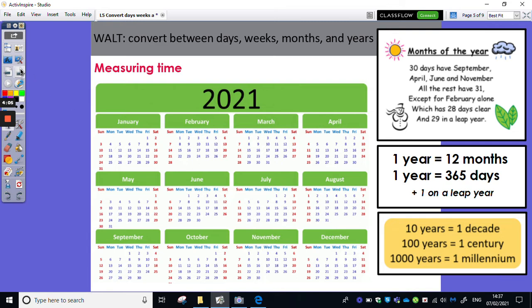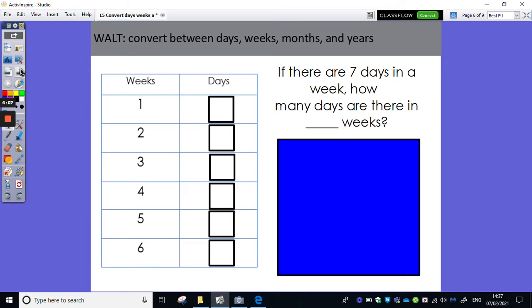So let's move on to starting talking about days and weeks first. So if we have 1 week, as we already know, there are 7 days in 1 week. So if there are 7 days in 1 week, how many days are there in 2 weeks?